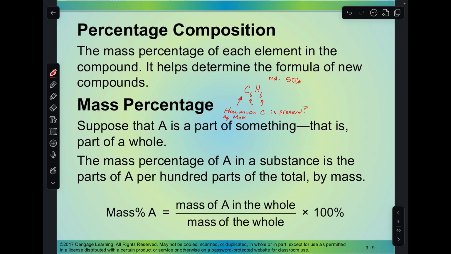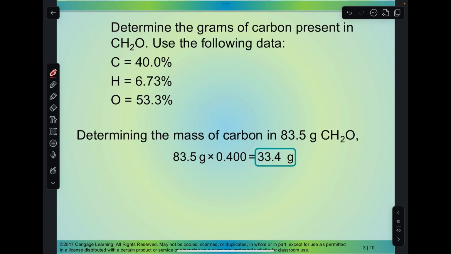So we would take whatever we're looking for, that's going to be A, and we're going to divide it by the mass of all of it. And we'll then multiply it by 100, and we'll use a percent sign because that can kind of be our units here. So multiplied by 100 times percent. And so if we wanted to determine the amount of carbon present in, I believe this is formaldehyde, then we would do this. So we know that carbon is 40% by mass.